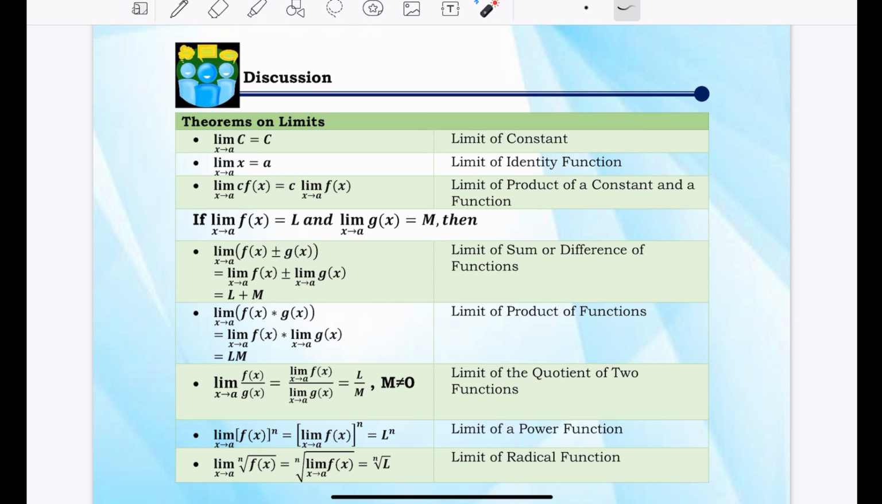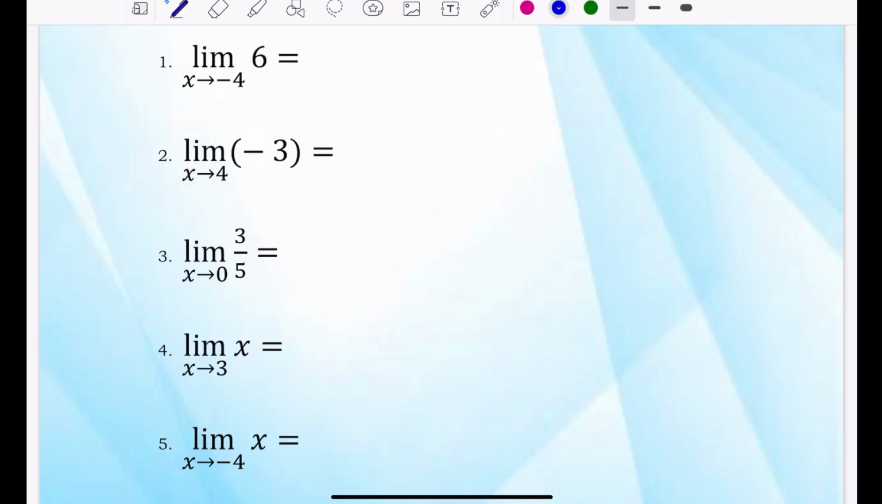To understand these theorems on limits, let's have some examples. Number 1, limit of 6 where x approaches negative 4. This is equal to 6. This is a limit of a constant. The limit of a constant where x approaches a is equal to the constant. Number 2, limit of negative 3 where x approaches 4. This is also a constant. The limit of a constant is equal to the constant, so this is equivalent to negative 3.